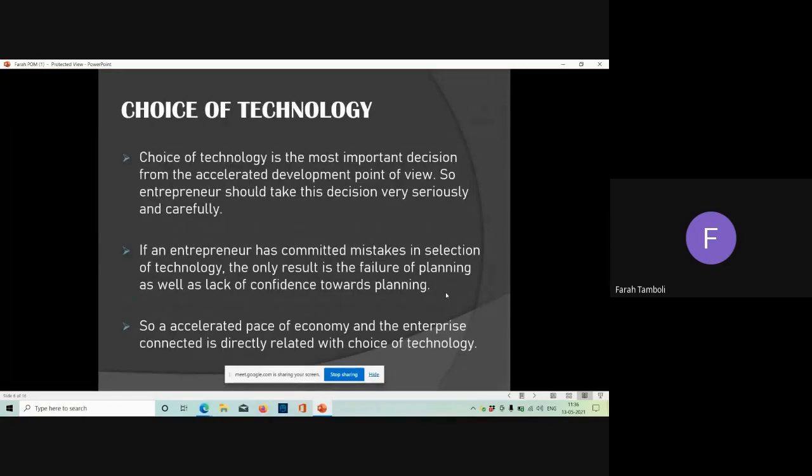Now, what is the choice of technology? Choice of technology is the most important decision from the accelerated development point of view. So, an entrepreneur should take the decision very seriously and carefully. If an entrepreneur has committed mistakes in selection of technology, the only result is the failure of planning as well as lack of confidence towards planning. So, accelerated pace of economy and the enterprise connected is directly related with the choice of technology.